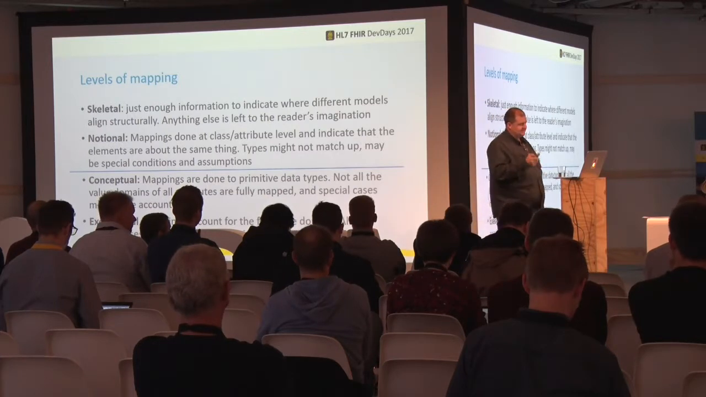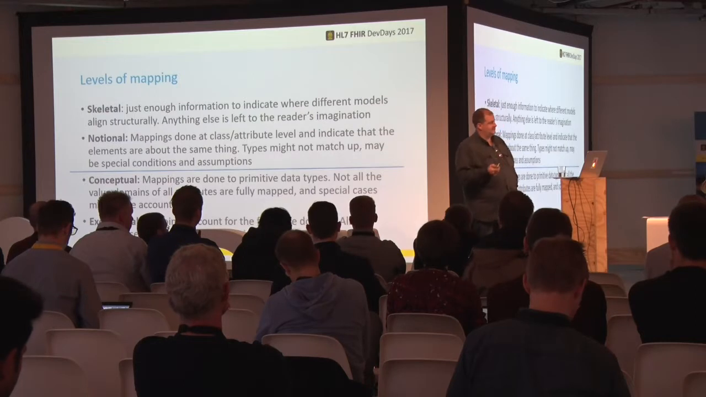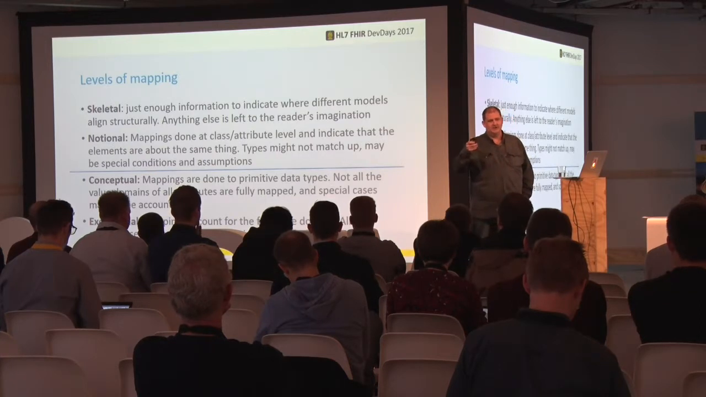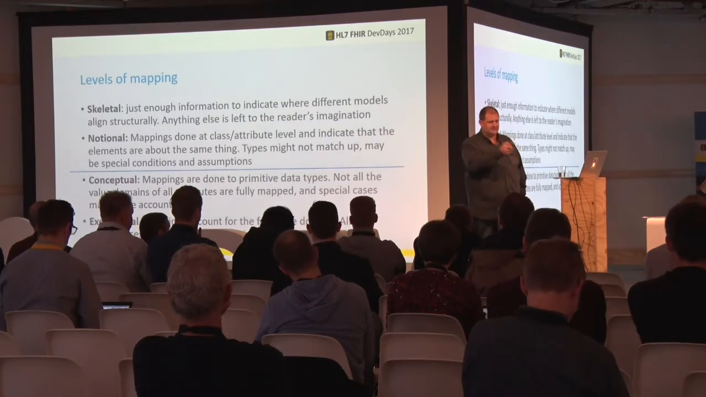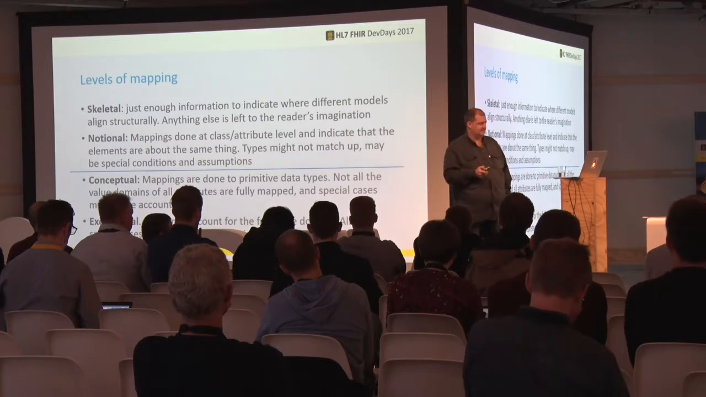The next level is to step up and say, we're going to do notional mapping. We're going to go through all the elements, the attributes in the class model, and for each of them, we're going to indicate which elements in the destination model correspond to this element. So you're saying these elements are about the same thing. About the same thing is the important bit.